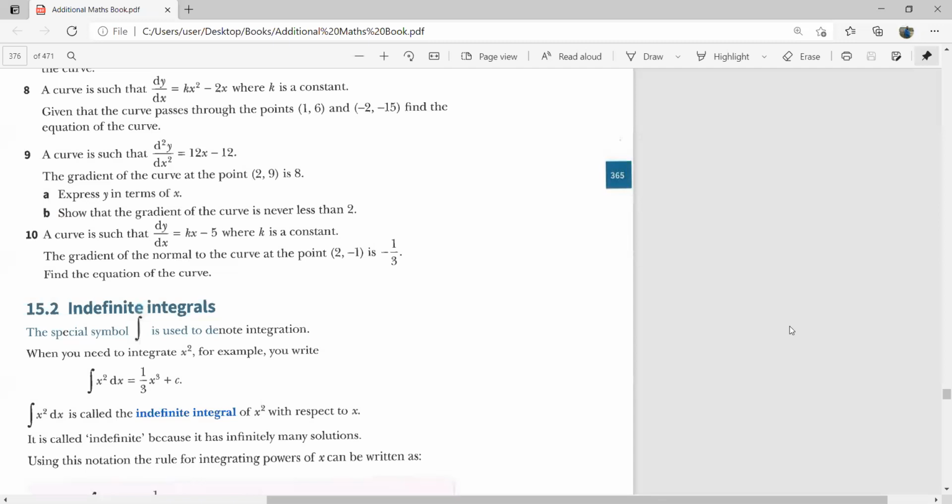Okay, now the eighth question. This is dy equal to kx squared minus 2x, and then this is dx. I'll be integrating this side with respect to y, this side with respect to x. So, my children, you see that it's going to be y is equal to kx cube over 3, and minus 2x square over 2 will give me x square, and then plus c.